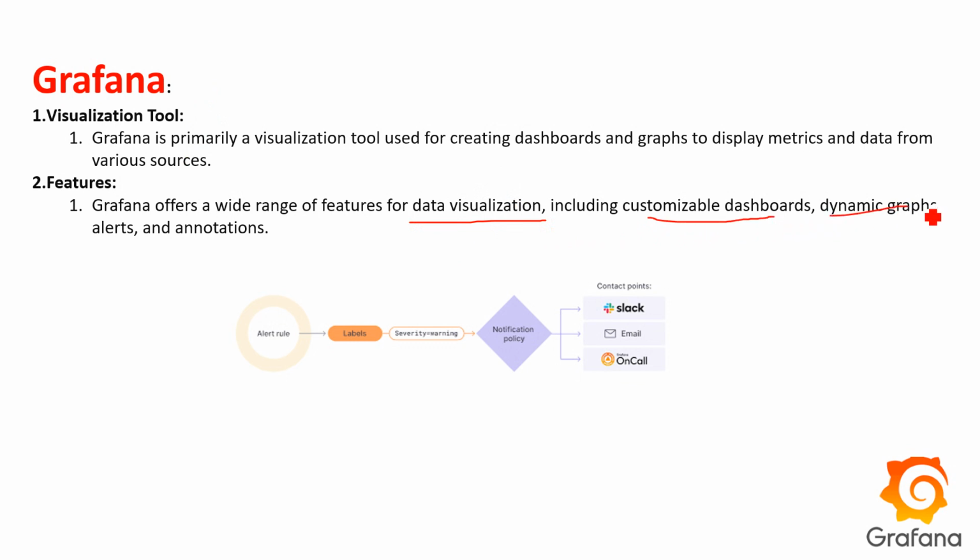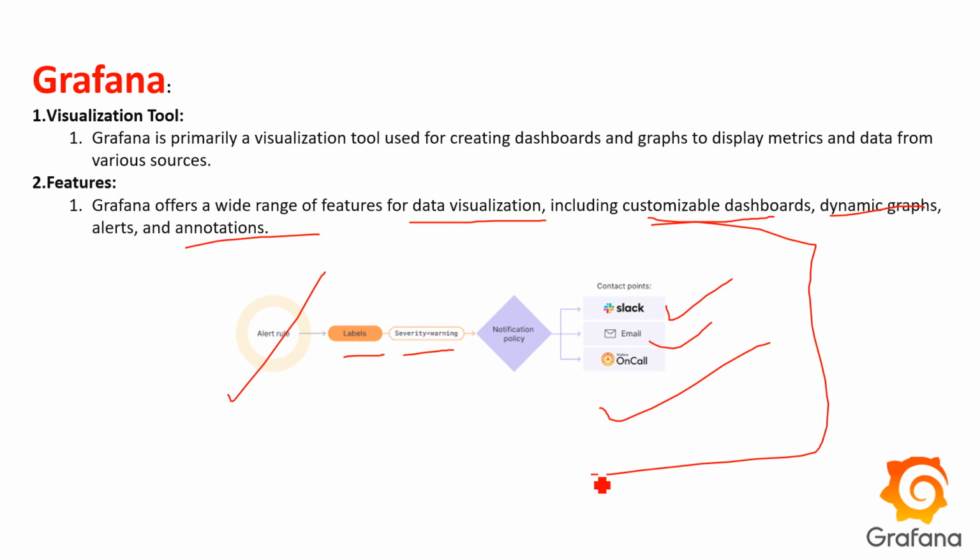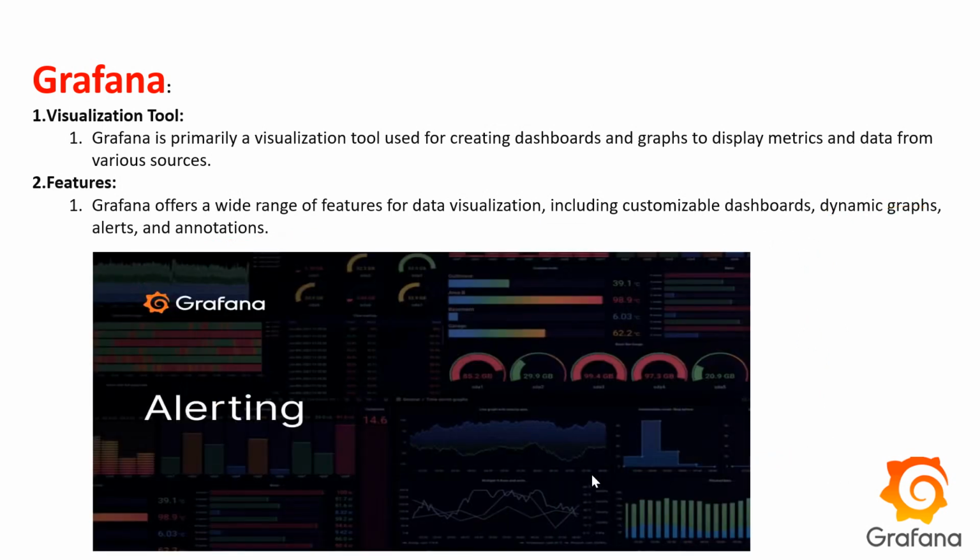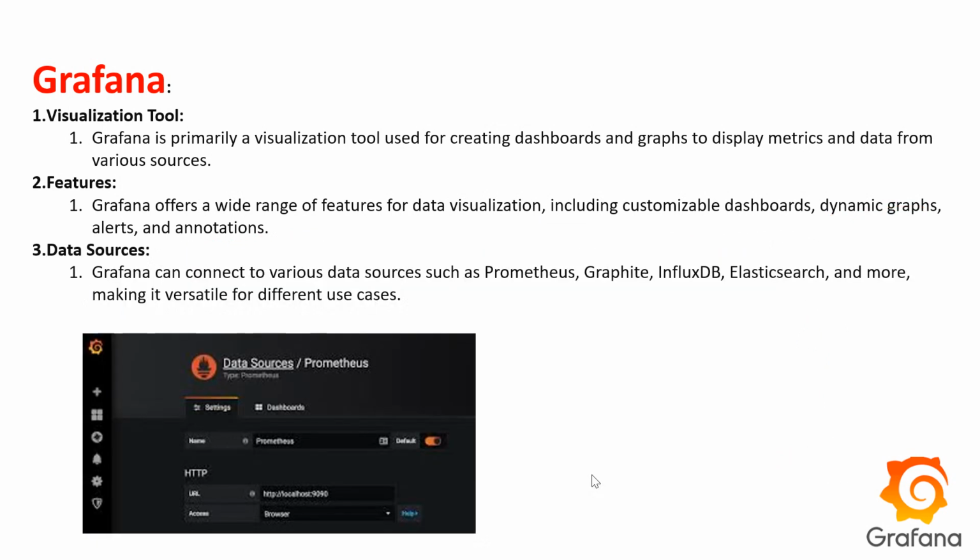The next feature: Grafana offers a wide range of features for data visualization, including customizable dashboards, dynamic graphs, alerts, and annotations. You can also define alert rules with the help of labels. The alert can be sent to Slack, email, on-call, or any other third-party tools, where you can see the notifications from Grafana. Alerting, you can configure it.